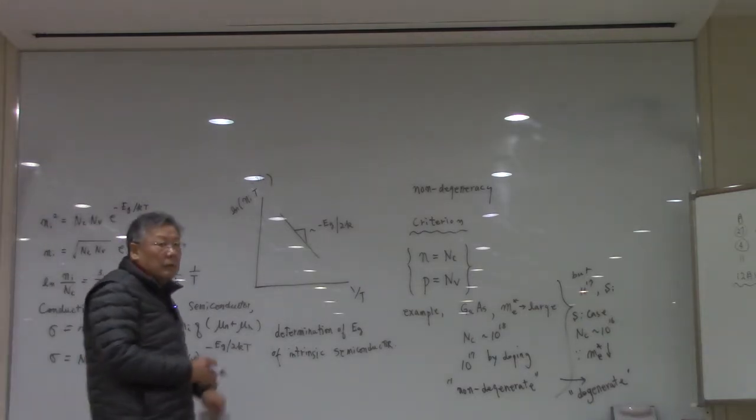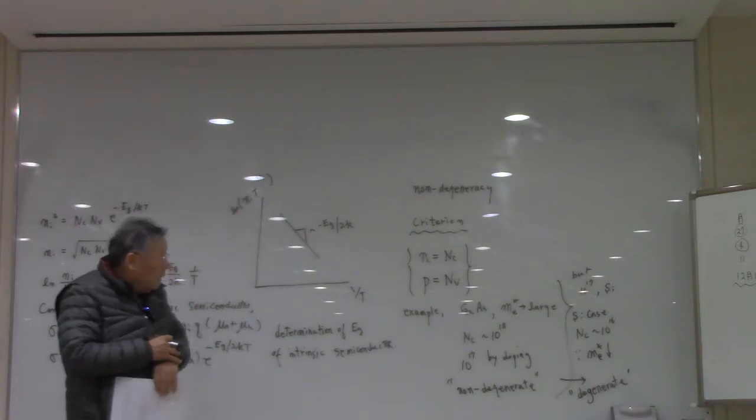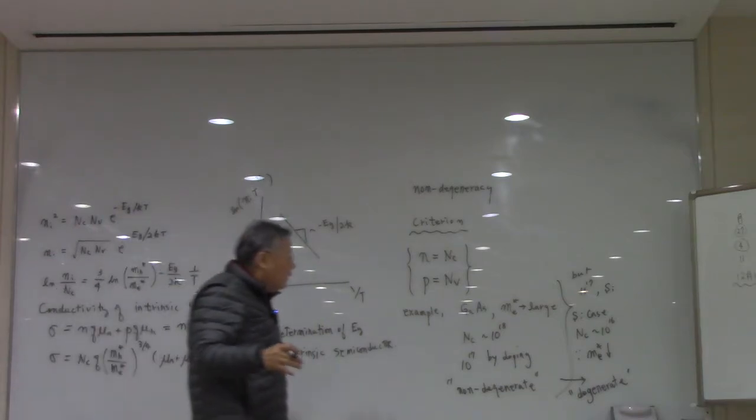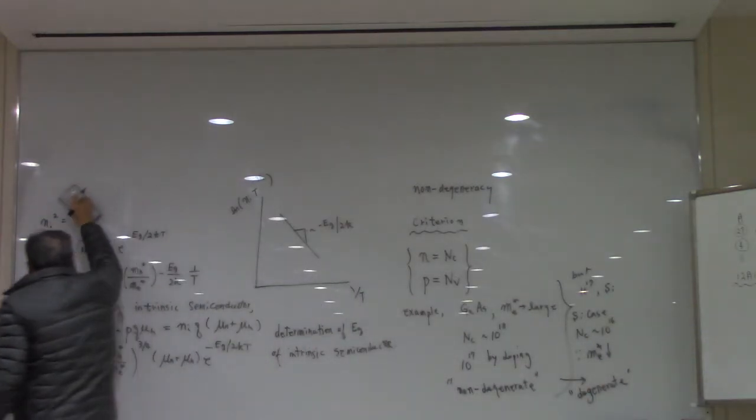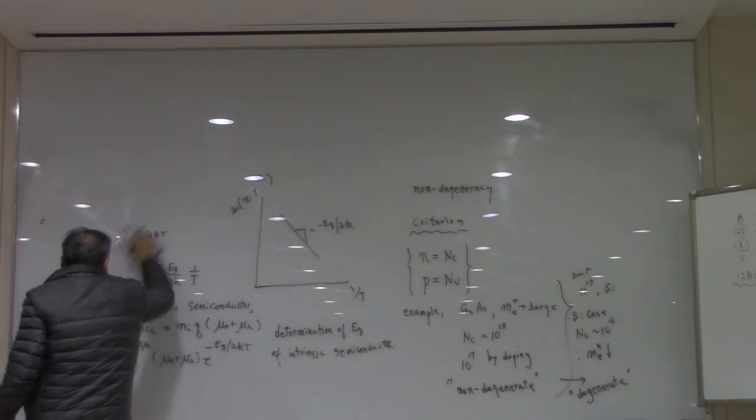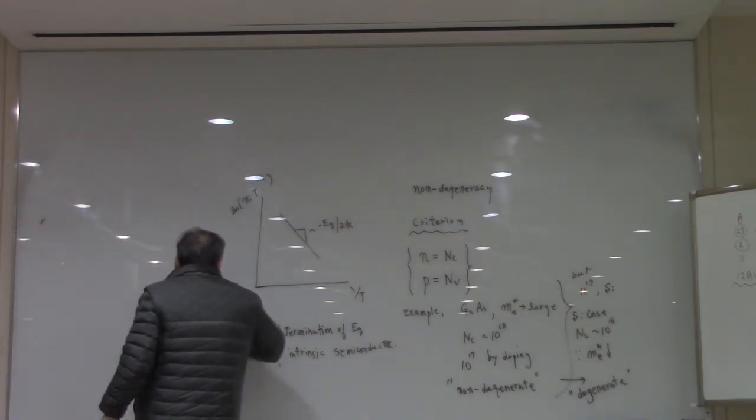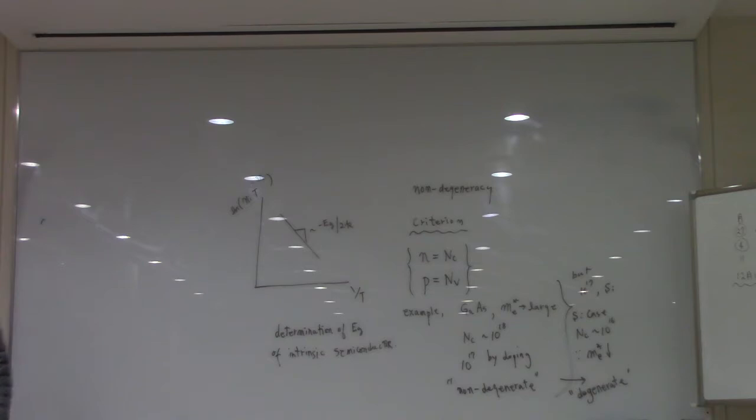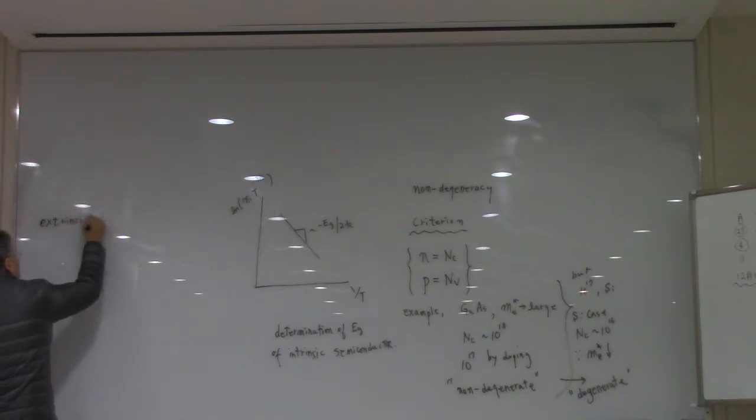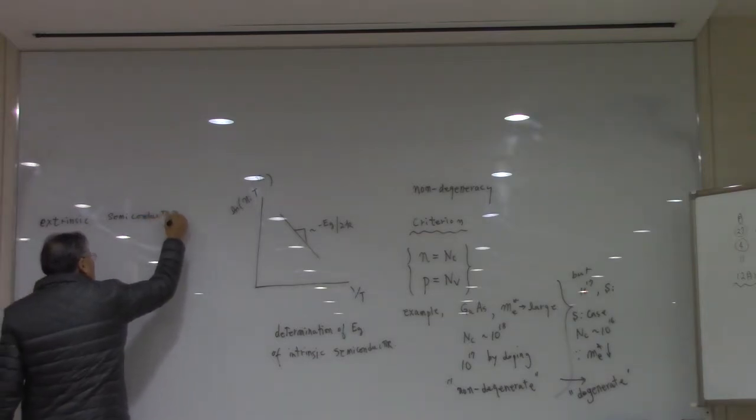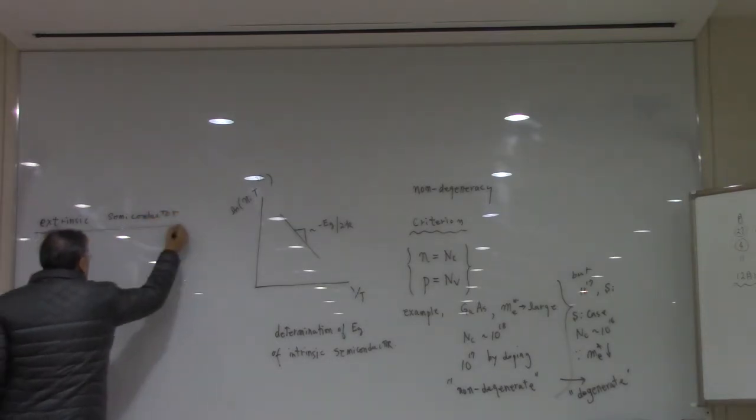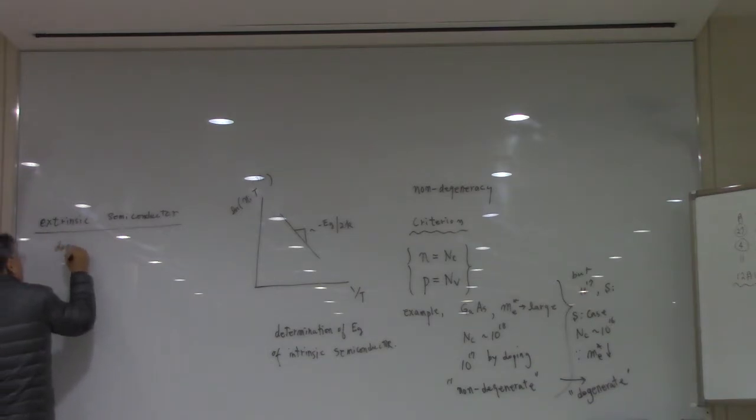So far, we have discussed the intrinsic semiconductors. And let's extend this idea to the extrinsic semiconductors. If you want to talk about extrinsic semiconductors, then you have to know about the doping chemistry. Then you have to understand the doping chemistry.